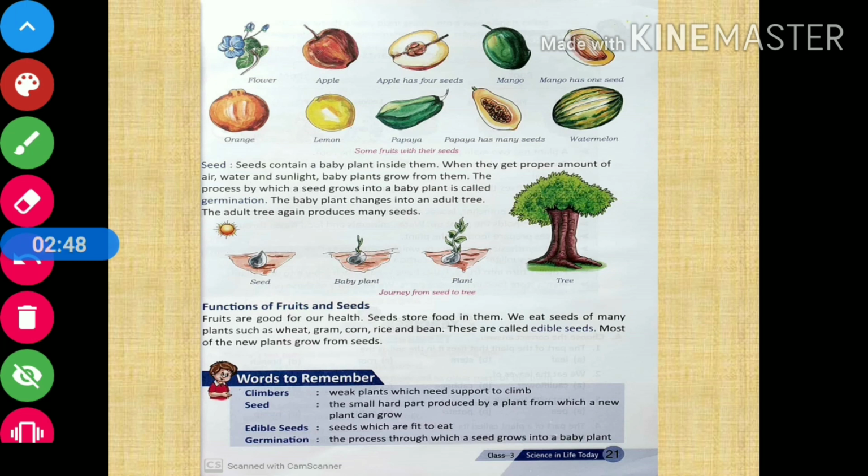Now let us know about the functions of fruits and seeds. Fruits are good for our health and seeds store food in them. There are a few seeds that we eat, and those seeds are called edible seeds. Examples: wheat, gram, corn, rice. These are a few examples of edible seeds.